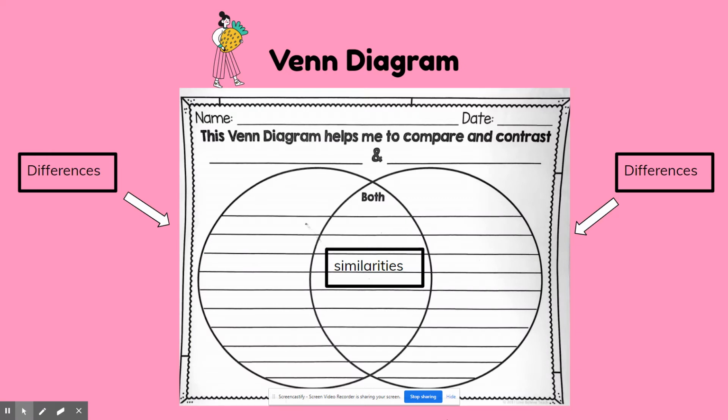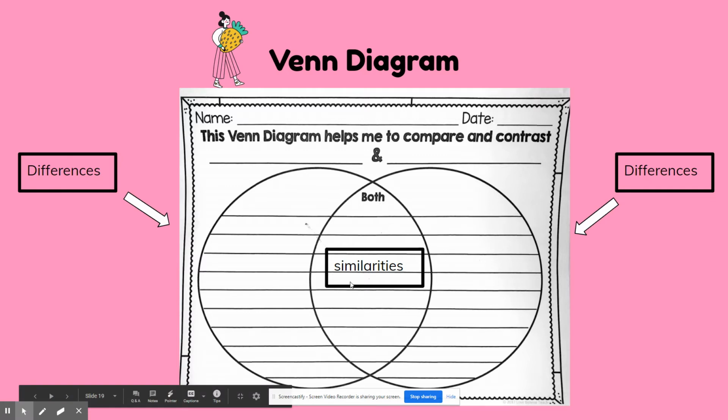Now, this is a Venn diagram. That is what it's called, a Venn diagram. And it's basically just two big circles, right? And they're joined in the middle. And this Venn diagram helps me to compare and contrast. So you use a Venn diagram when you're comparing and contrasting two things. So you use a Venn diagram when you're trying to find how two things are similar and how two things are different, right?